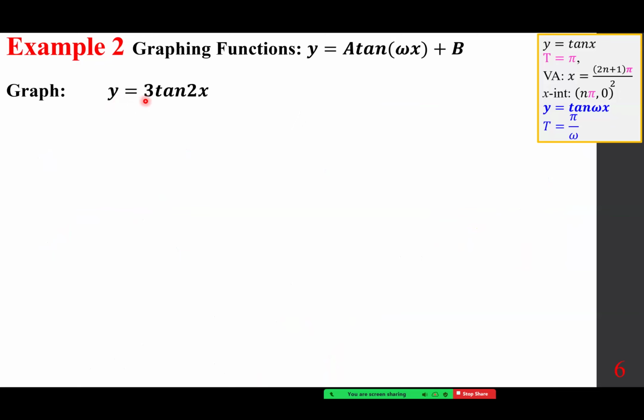Example 2, we want to graph y equals 3 tan 2x. First and foremost, when you look at this, you notice, and by the way, except sine and cosine, the rest of them don't have an amplitude, because it has got to do with the max and min. So this one, omega is 2, so the period is pi over omega.